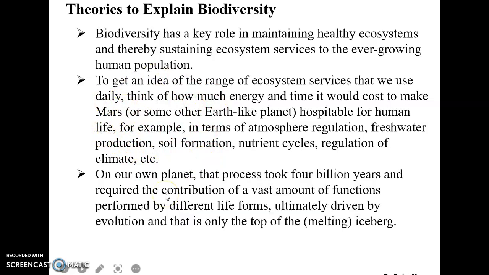On our own planet, the process took almost 4 billion years and required the contribution of a vast number of functions performed by different life cycles that ultimately drove evolution, and now we are able to live on this planet Earth.